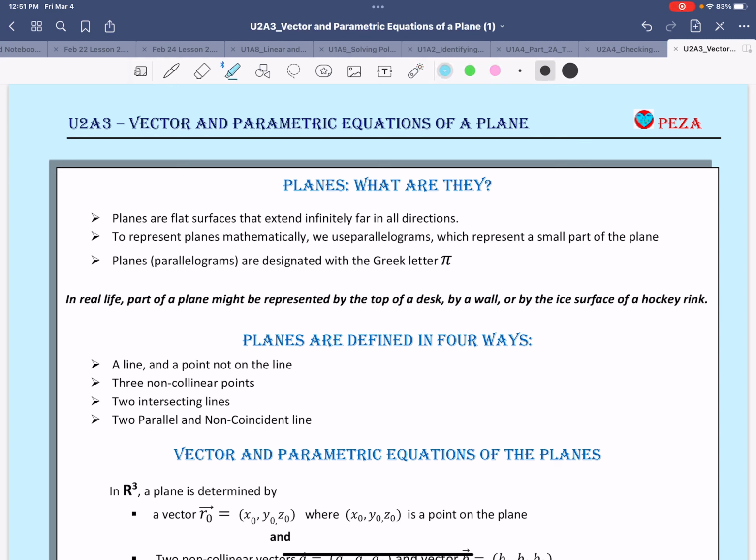Hello and welcome. In this lesson, we'll learn about the vector and parametric equations of a plane. To start with, what is a plane? You can think of a plane as a flat surface that extends infinitely far in all directions. To describe a plane mathematically, we use parallelograms, which represent a small part of the plane. To name planes, we use the Greek letter pi.